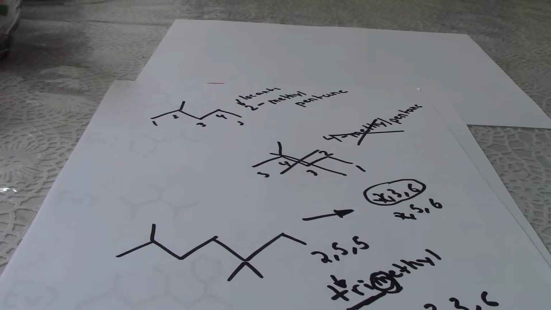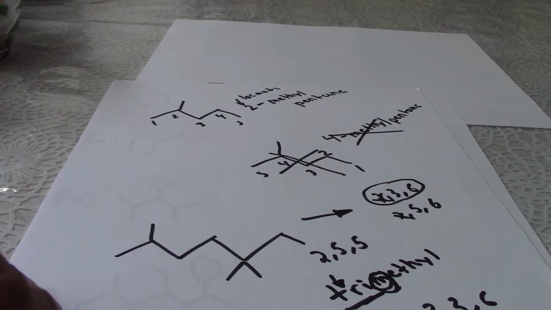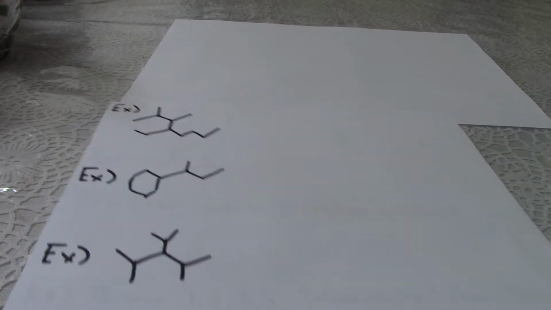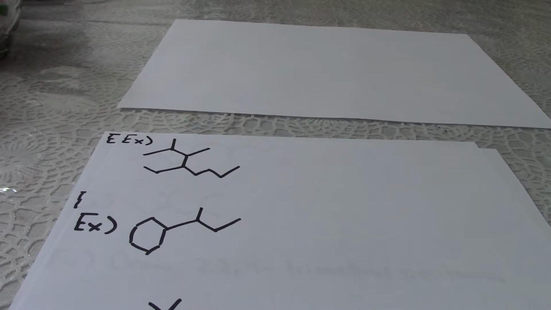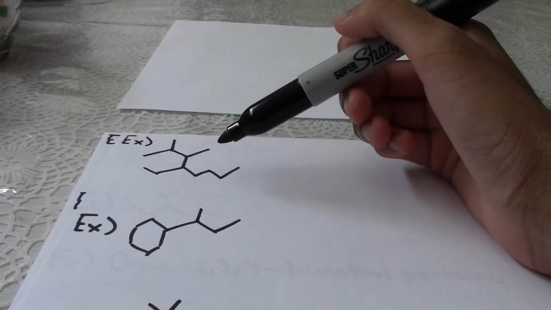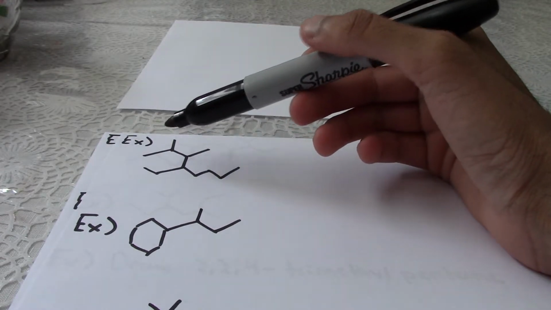So now, since we have all these rules for naming down, what I'd like to do is get some examples done, because more practice always makes better. So let's start off with this first example over here. First thing first, I want to identify my longest parent chain with the most substituents if there is a tie.